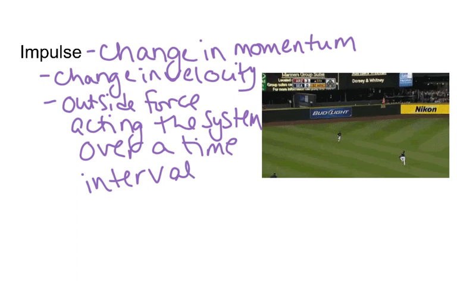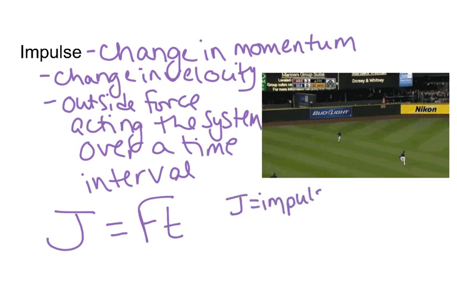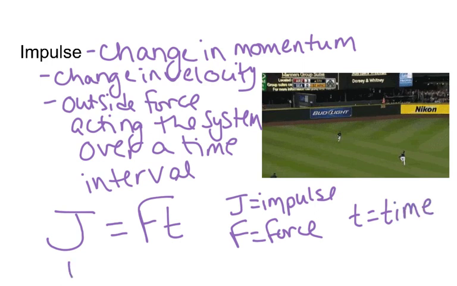So the general equation for impulse is J, so we represent impulse with a J, equals the force times the time interval. So J is impulse, F is force, and t is the time interval, okay? And the units for impulse, you really can use two different ones. You can either do a newton times a second, since we're multiplying a force times time, or you can use kilogram meters per second. And in the next slide, we're going to look at why these units come out to be the same.